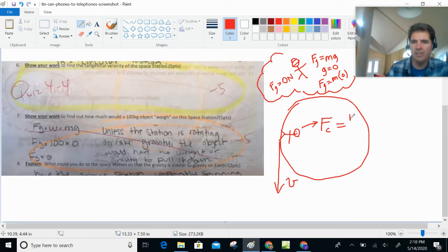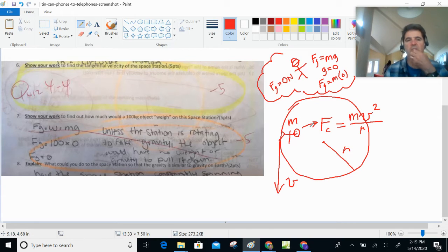That is found by finding the mass and then multiplying it by velocity squared and dividing by the radius. The radius is the radius here, and the mass is this mass here. So this is a two-step problem. You were doing this. This is true, but that's how it is outside. It says, unless the station is rotating in fake gravity, the object would have no weight or gravity pull down.